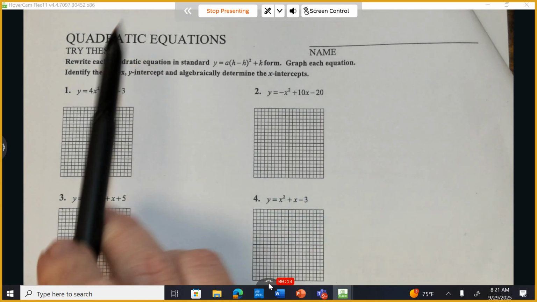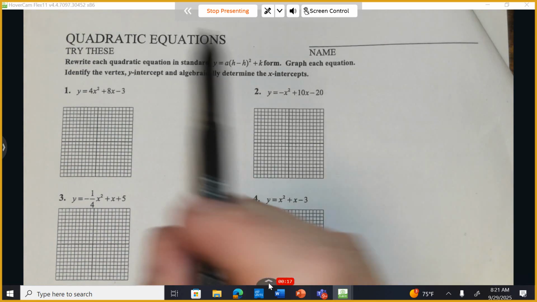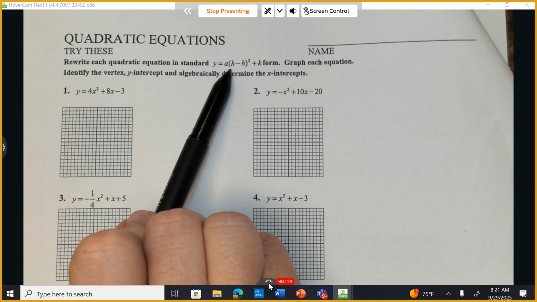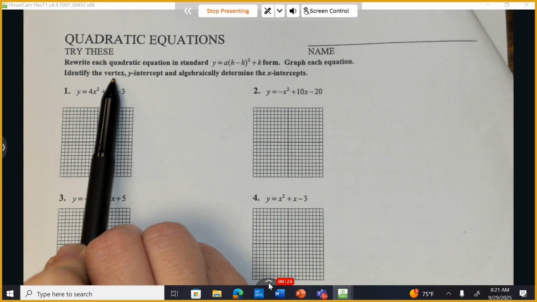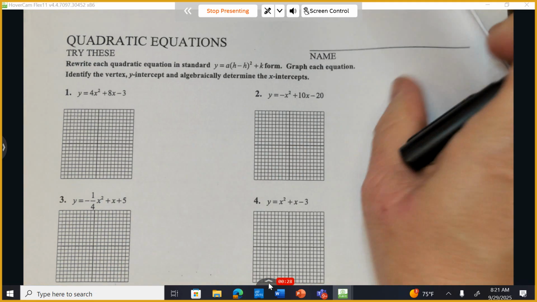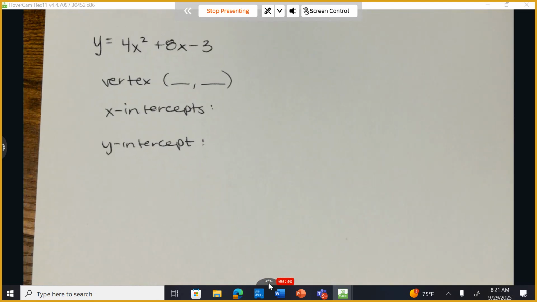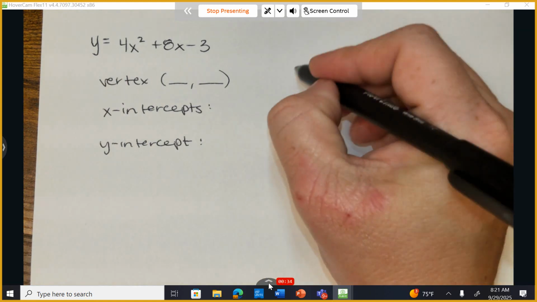Now I'm going to choose to do this particular problem on a separate piece of paper because I write large and fairly sloppy. Notice I need to rewrite it in vertex form. I'm going to graph it and I will identify as ordered pairs what is the vertex, the y-intercept, and algebraically I'm going to calculate the x-intercepts. So with me, here we go. The very first thing I'm going to do is I'm going to rewrite this in vertex form. Please follow along with me.